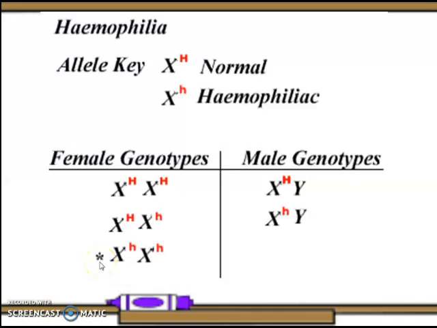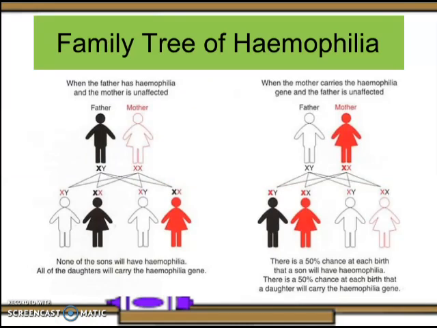The table summarizes the female genotypes and the male genotypes. Take note that X with capital H superscript is the normal allele and X with small letter h superscript is the hemophilia allele. Family tree of hemophilia.